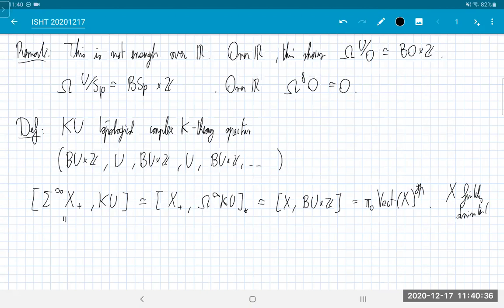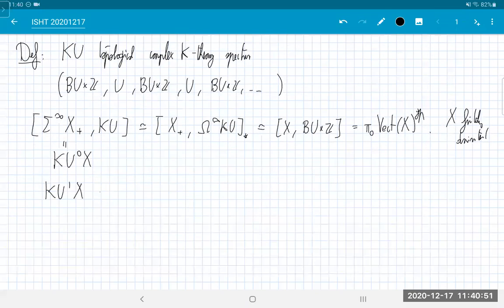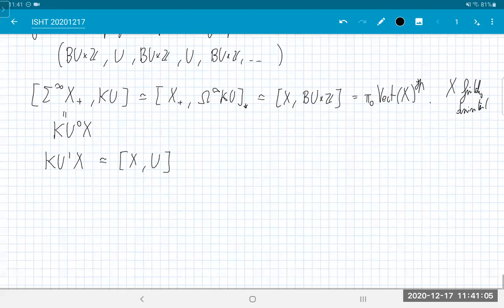And these, remember, was KU zero of X, by definition. While KU1 of X is, I don't know a better description than homotopy classes of maps from X to the unitary group. It is what it is. Should be fairly concrete anyway.